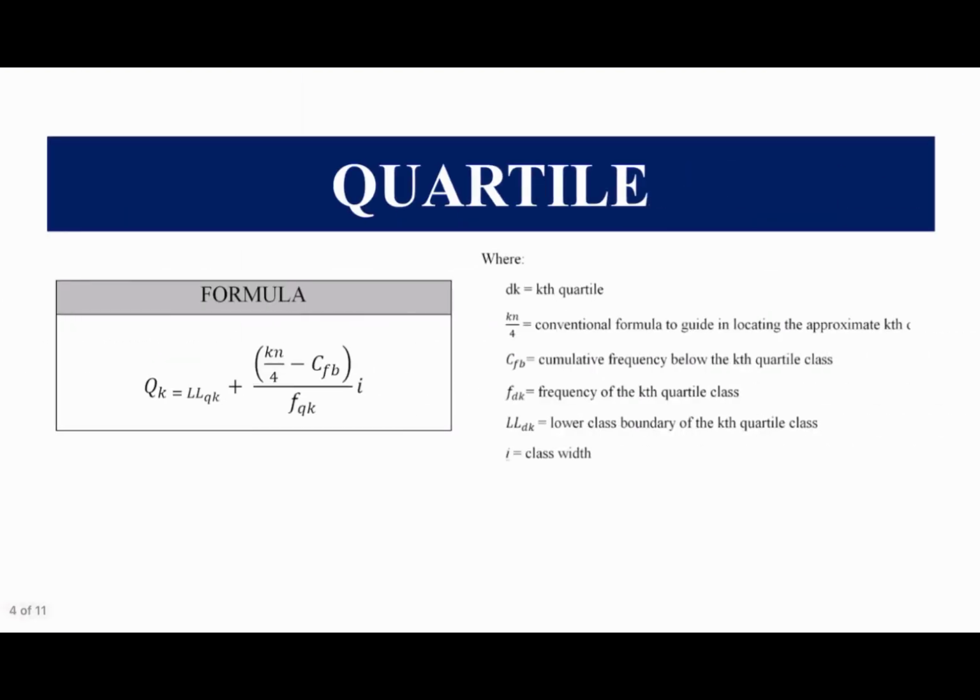Let's start with quartile. Formula: Q sub k is equal to LL sub Qk plus kn over 4 minus less than cumulative frequency divided by frequency of the Qk times i, where Qk is the kth quartile or the position, kn divided by 4 is the conventional formula to guide in locating the approximate kth position, C sub Fb is the cumulative frequency below the kth quartile class, F sub Qk is the frequency of the kth quartile class, LL Qk is the lower class boundary of the kth quartile class, and i is the class width.